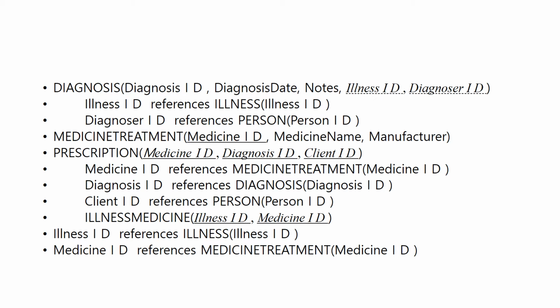Illness medicine table: illness ID and medicine ID. It must be a composite primary key. Illness ID references the illness table, illness ID; medicine ID references the medicine treatment table, medicine ID.